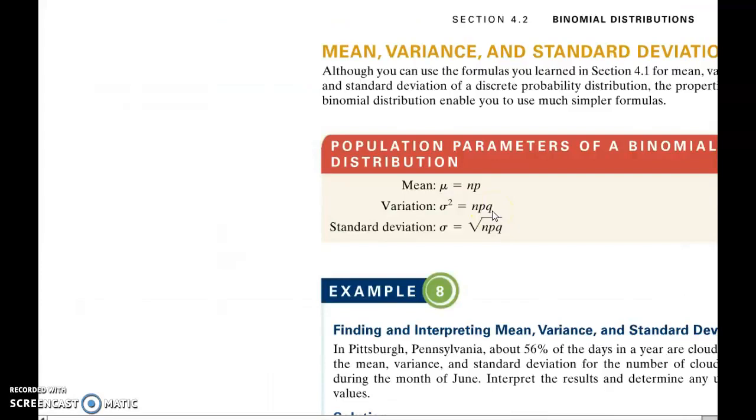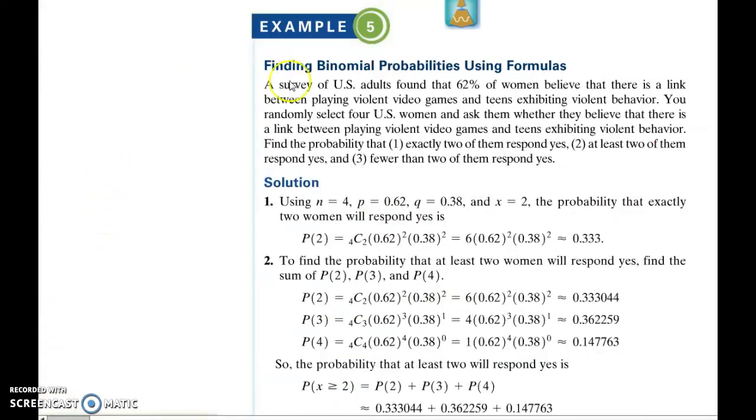For binomial situations, we have these formulas for mean, variation, and standard deviation. So always start off by finding N, P, and Q, listing out what they are for any problem, and then just plug them in here to get your mean, variation, and standard deviation, like always, is just the square root of the variation. And we're going to wrap up this video with an example.